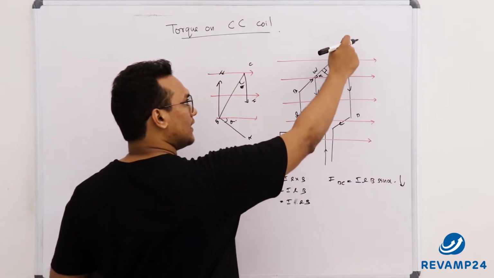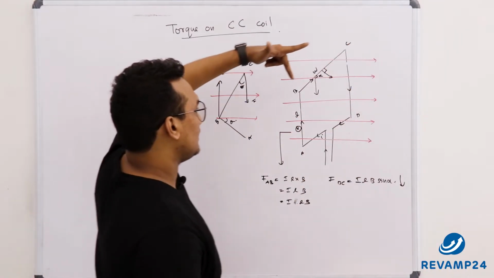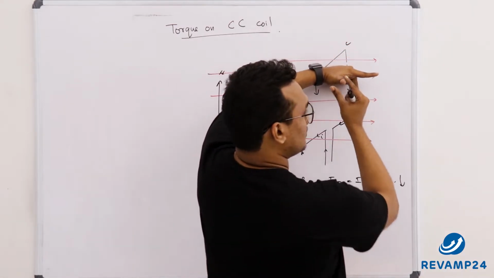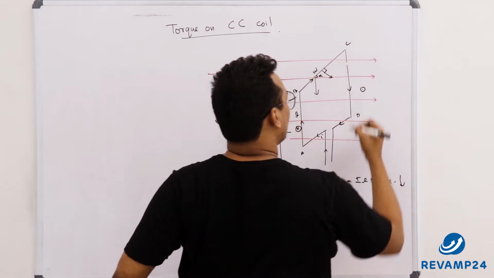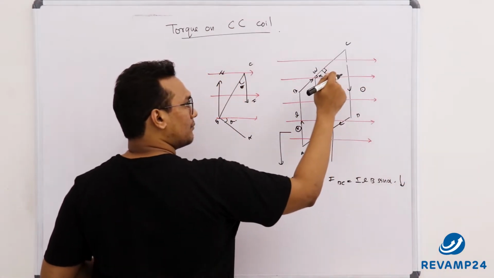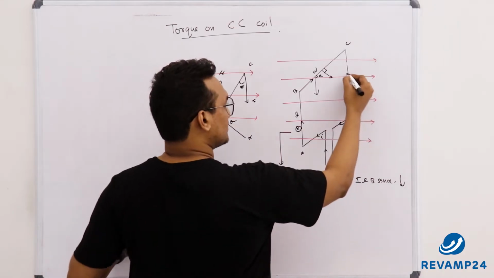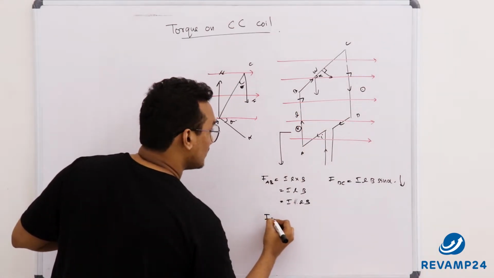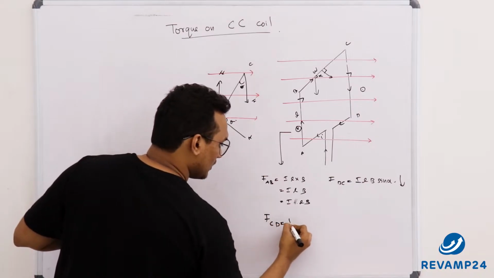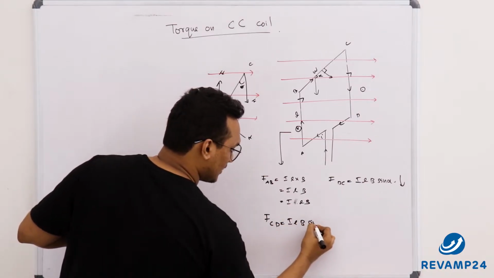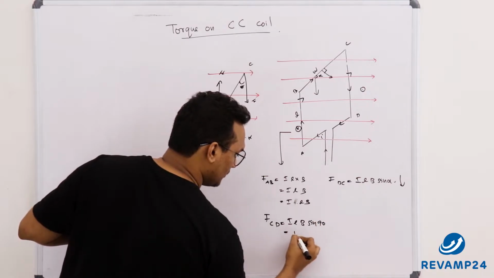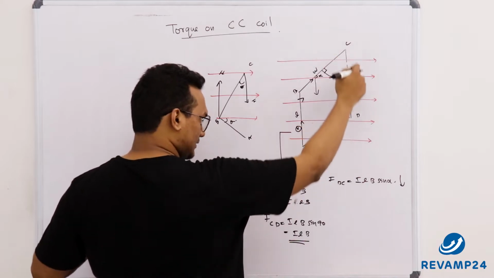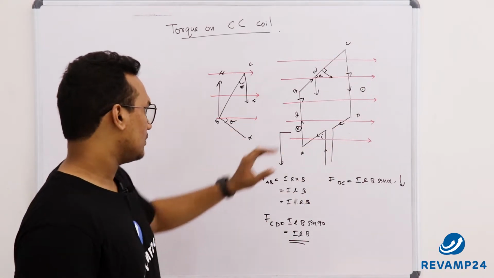Now what is the value of FCD? Current is in this direction. Magnetic field here is coming from the plane. Here length and magnetic field are perpendicular to each other. See, perpendicular. Here also perpendicular. What is the value? FCD is equal to ILB sin theta. Sin theta is sin 90. So that will be ILB itself, current into length of CD into B.